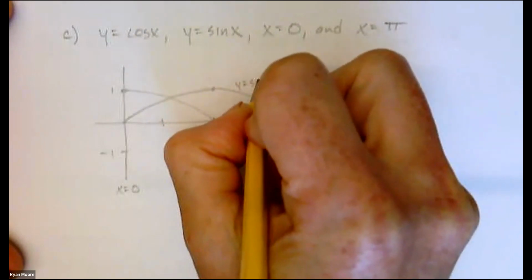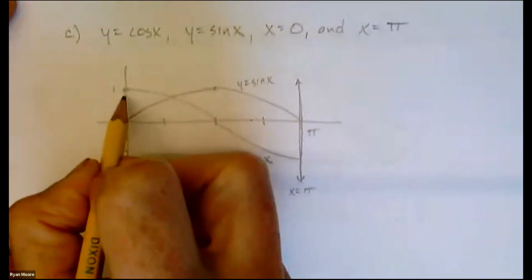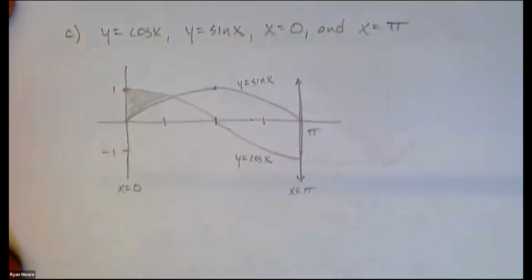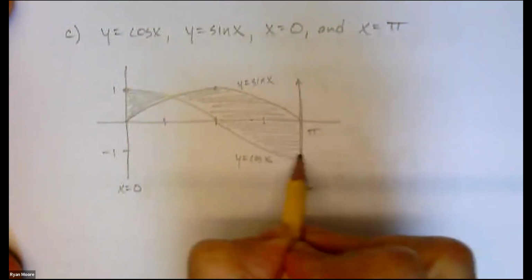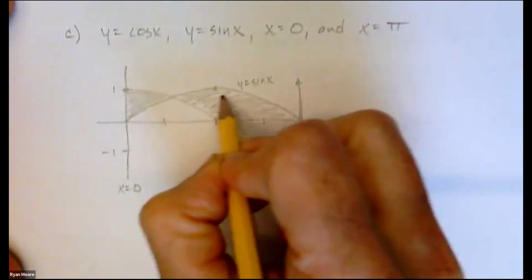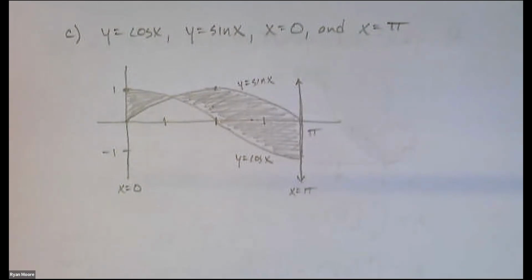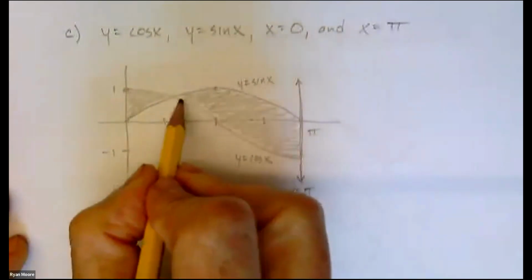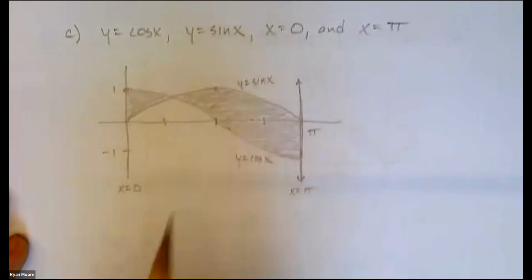Y equals sine x, and y equals cosine x. Like I said, there are two regions. There's this region, and there's this region. They cross one another. Why do we need to do it this way? Well, there's no other region to pick. There is no way to touch all four of them and still have a finite area. And so the giveaway is if they cross one another.